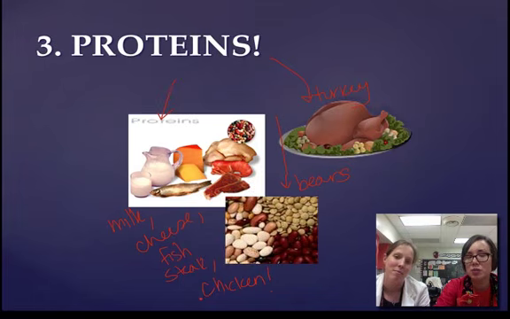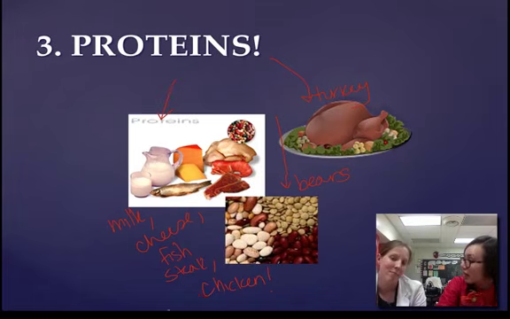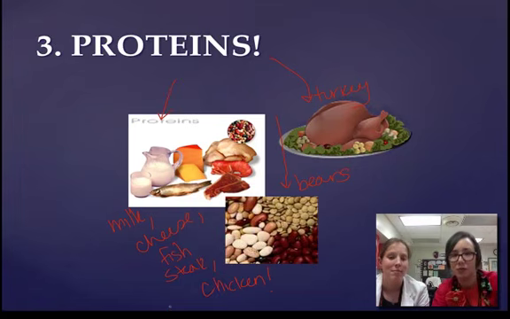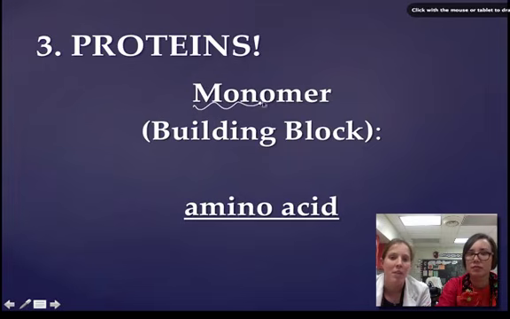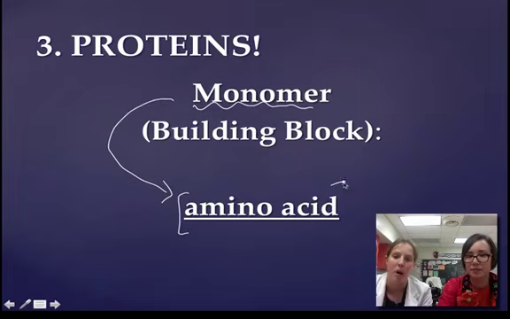Specifically proteins, which means that we need to figure out some other things about them. What are they made up of? What do they look like? And what are some other additional examples? Okay, so let's dive in. So what they're made of, their monomer is going to be something called an amino acid. So go ahead and write that in your monomer box.